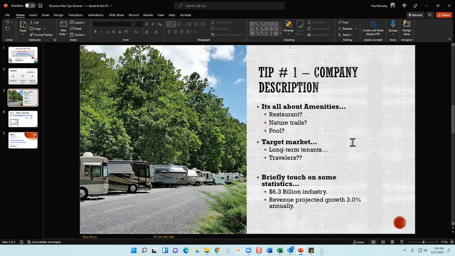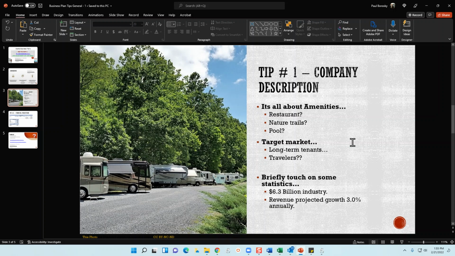Next is going to be your target market. From my experience in writing RV park business plans, some RV parks are going to focus on long-term tenants. They might be summer, or what are they called, winter birds from the Northeast or Canada. Even Canadians love to do the RVs, and they love to come down to Florida and the South, Texas, and even California. But when you're doing your target market, identify who is going to be your primary target market.